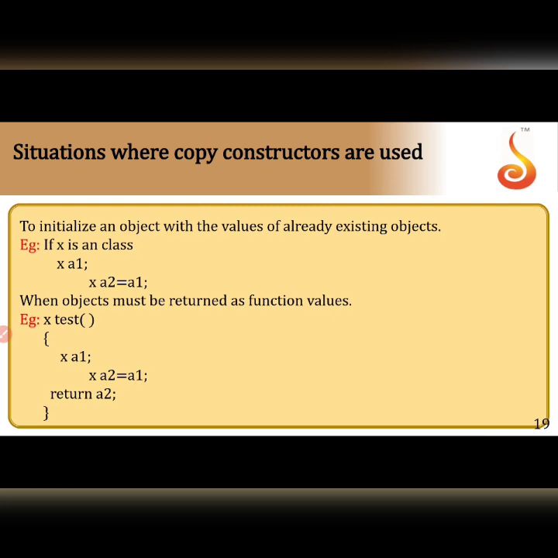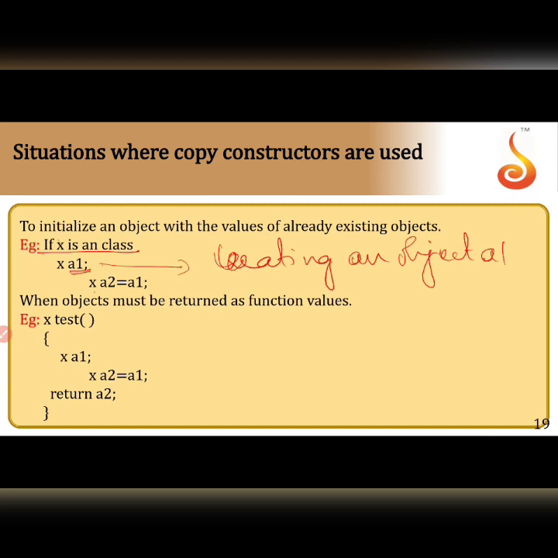Next, situations. When do you use a copy constructor? So I said when you want to give initial values. For example, X is a class. So what is the name of the class? X. What am I doing here? I am creating an object, A1, correct? X is a class, A1 is the object. Class name, space, the object name. So A1, I am creating an object of the class X.